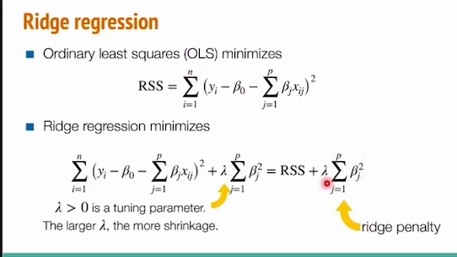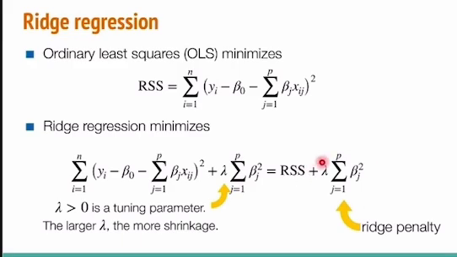The lambda itself is a tuning parameter. If lambda is zero, then we are back at the conventional residual sum of squares for the ordinary least squares. Take a look at this. When we increase lambda, it's going to penalize more predictor variables, and that's why I said the larger the lambda, the more the shrinkage. So this is the Ridge penalty.